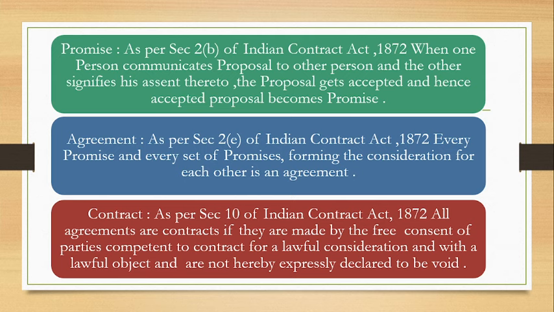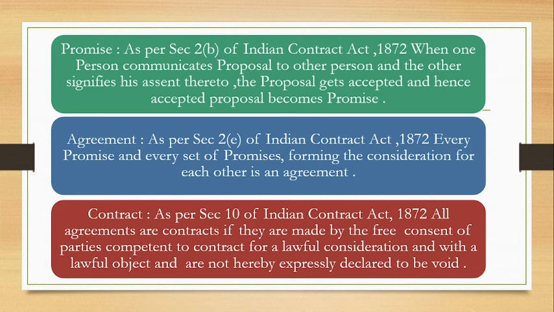What is a promise? As per Section 2(b) of the Indian Contract Act 1872, when one person communicates a proposal to another person and the other signifies his assent thereto, the proposal gets accepted, hence the accepted proposal becomes a promise. So, in a promise, there is a proposer who is called the promisor, and one acceptor who is the promisee. There is a communication of offer between them. When the offer gets accepted, a promise occurs.